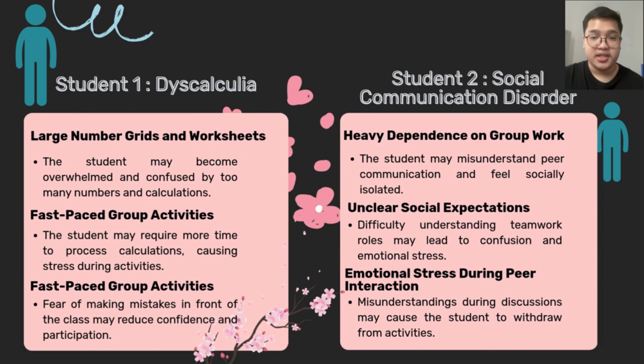For students with dyscalculia, large number grids and fast-paced activities may cause confusion, stress, and low confidence during mathematics lessons. Meanwhile, students with social communication disorder may struggle during group work and peer interaction. They may misunderstand communication and experience emotional stress during discussion and teamwork activities.